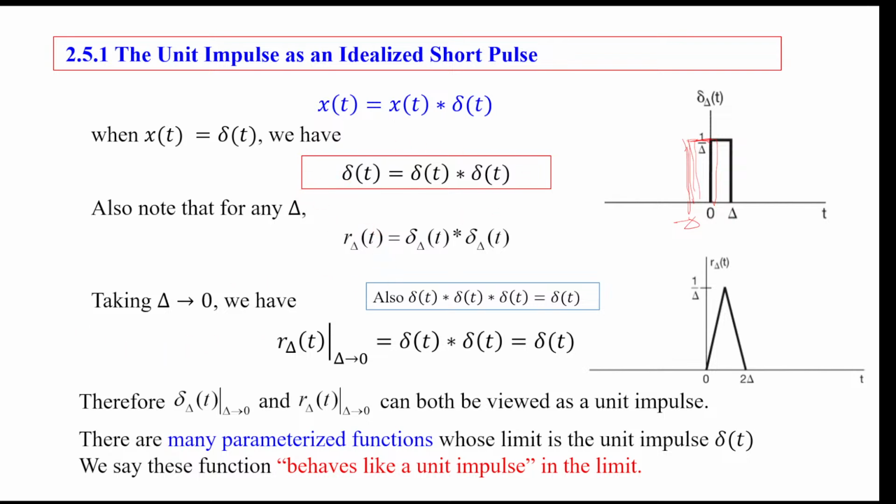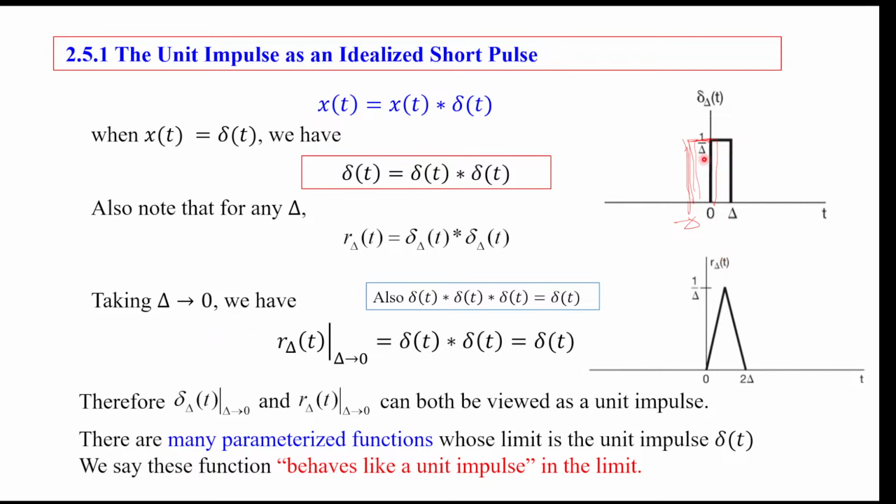And by this equation, we see that when we take triangle to 0, those two delta sub triangle go to the delta function. So those rectangular delta sub triangle functions go to the delta function, and this R sub triangle function, when triangle goes to 0, should also become the delta function, because we know delta function convolved with delta function should equal delta function from here.